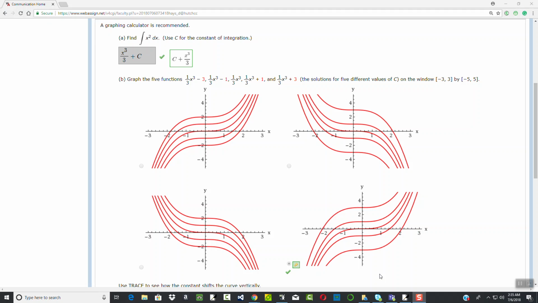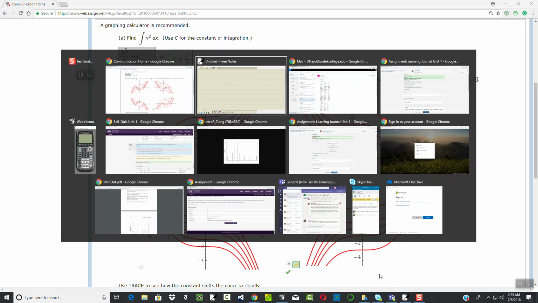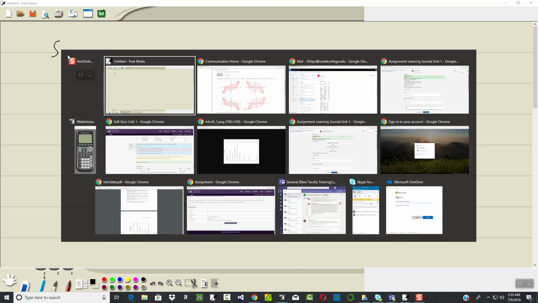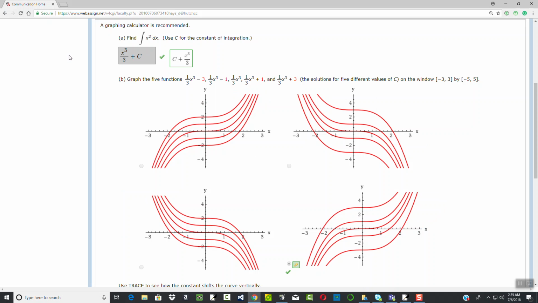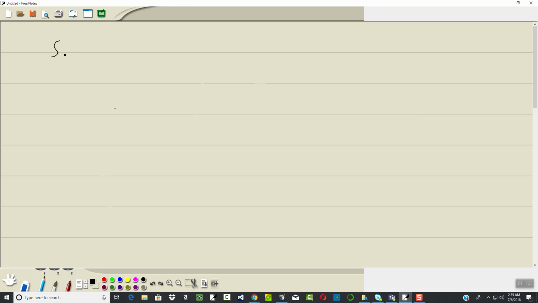Okay, let's take a look at this problem. We got the integral of x squared dx. Now we got x to a power. What we do is we add 1 to our power and divide by our new power. Then we put a plus c on there. So that'd give us 1/3 x to the third plus c. And that'd be our answer.